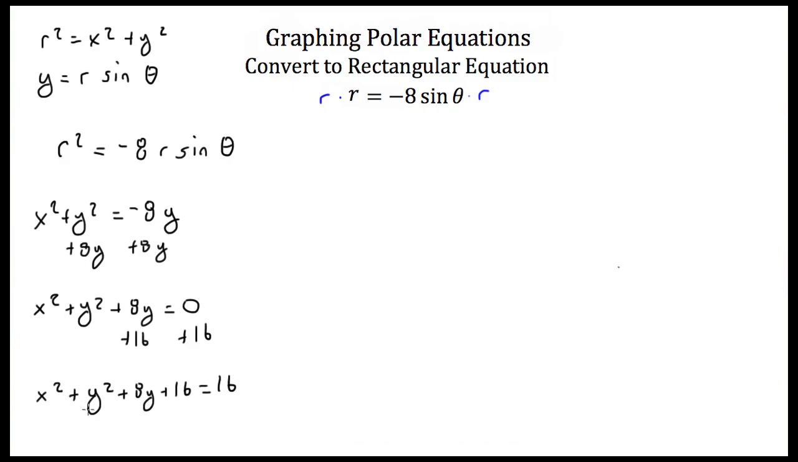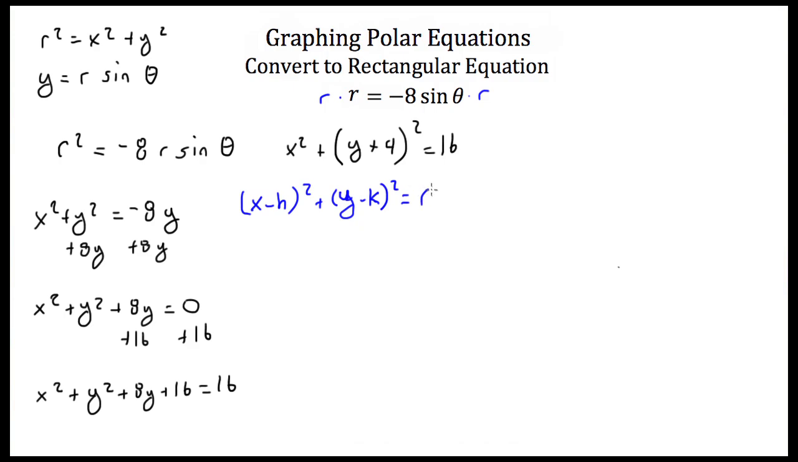y squared plus 8y plus 16 is a perfect square, so this becomes x squared plus (y plus 4) squared is equal to 16. And again, this is the equation of a circle. (x minus h) squared plus (y minus k) squared is equal to r squared. Here my h is 0 and my k is negative 4. So my center is at (0, negative 4), and my radius is equal to 4.